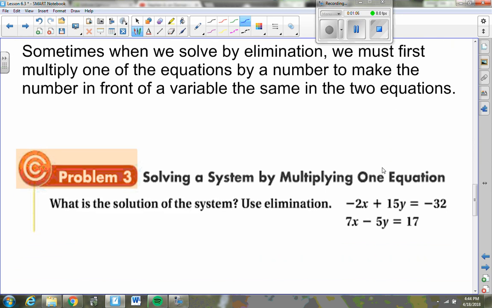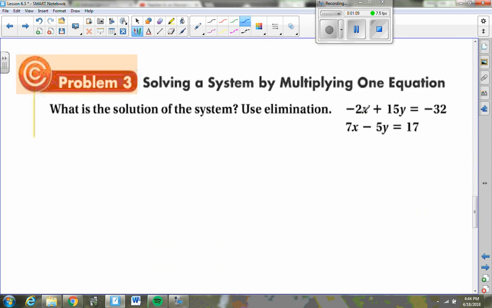What that looks like is something like this. So if I have this system of equations over here, negative 2x plus 15y equals negative 32, and 7x minus 5y equals 17, notice that my x coefficient numbers are 2 and 7. Those aren't the same. And my y coefficient numbers are 15 and 5. Those are also not the same. So I have to multiply one of these two equations by a number to make the numbers be the same.